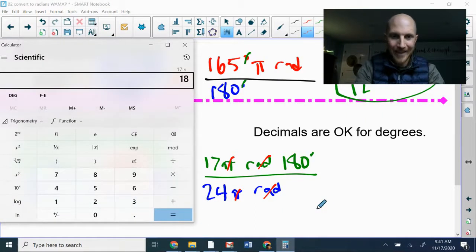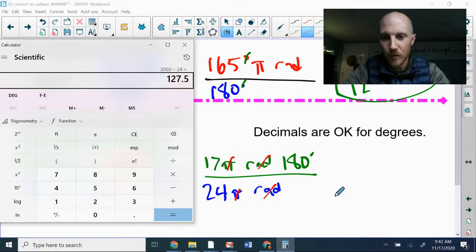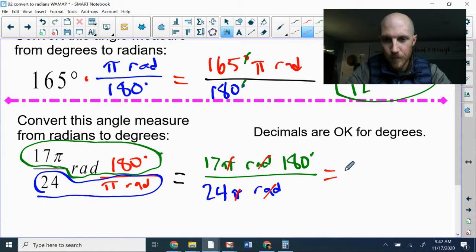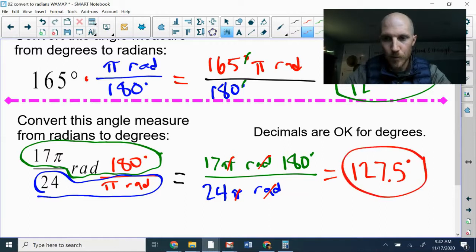17 times 180, that's 3060, and then I need to divide by 24 to get 127.5 degrees. In degrees, decimals are fine. There's no provision that we have to leave decimal answers in fraction form. Don't forget your degree symbol.